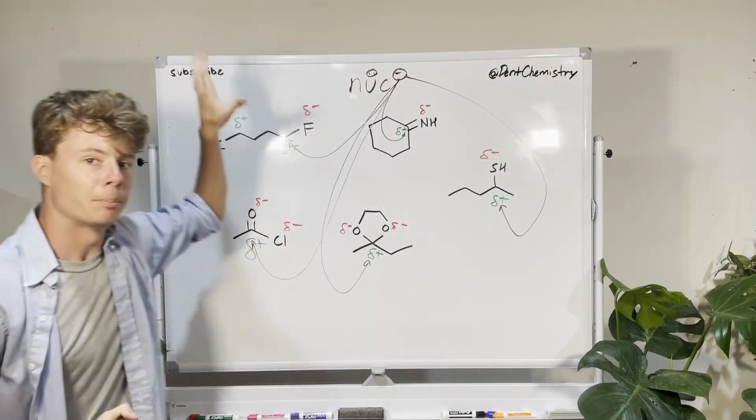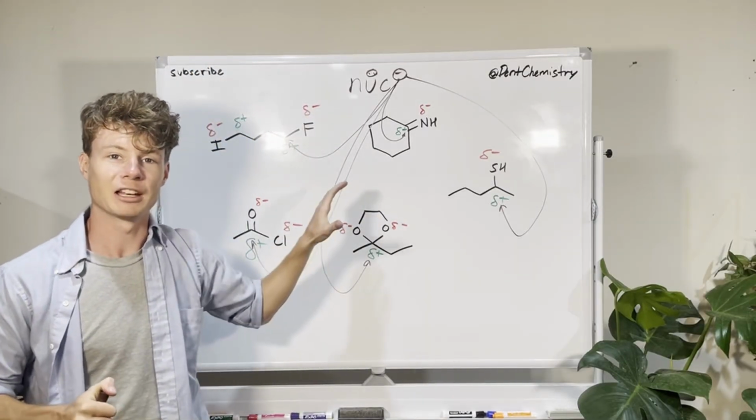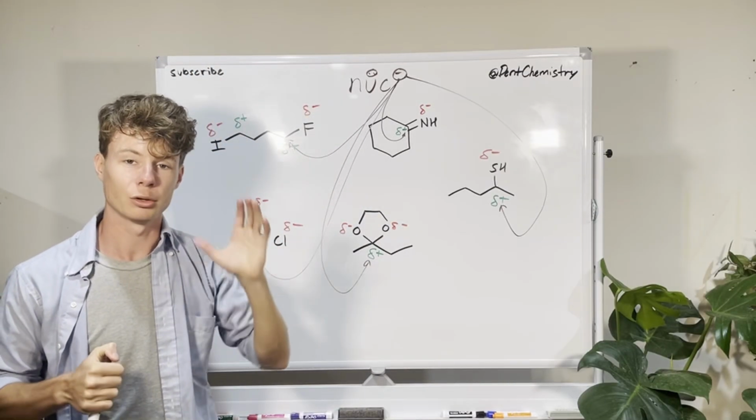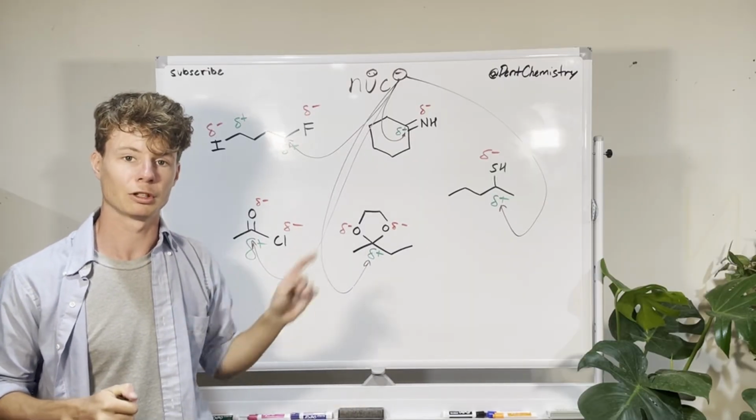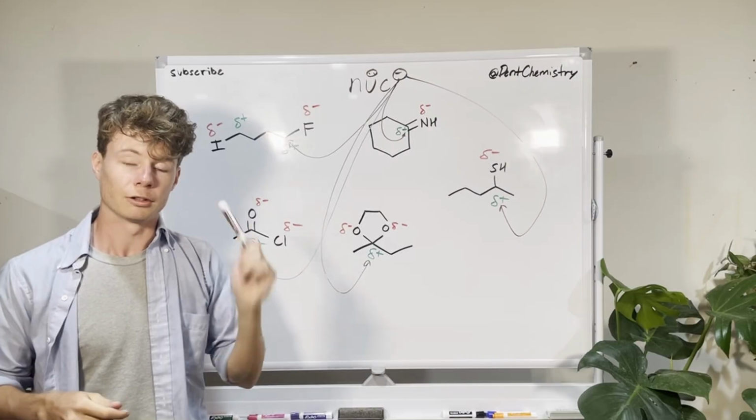This is going to be the bulk of all of our mechanism arrows. Who has electrons and who wants them? You'll be able to predict a lot of mechanisms with just this simple rule. This is going to help out a ton.